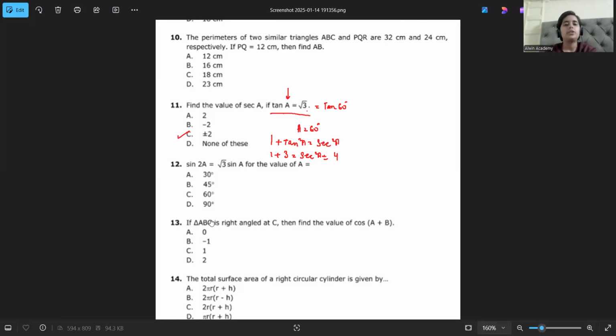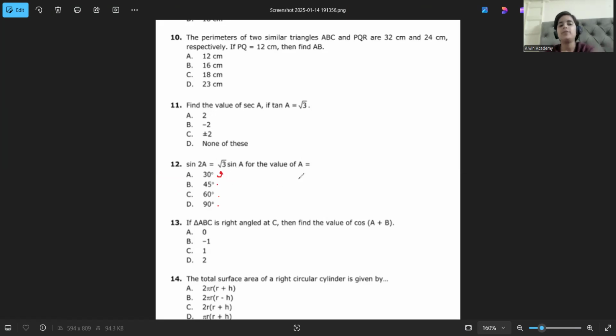Going to the next question. Sine 2A is root 3 sine A, find the value of A. Now, we can solve this using the option-out method as well because we're given just 4 particular values and these are all common angles. So, firstly, I'll put 30 degrees in this expression.